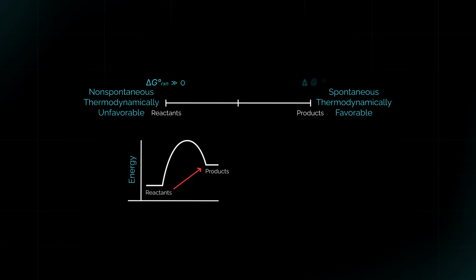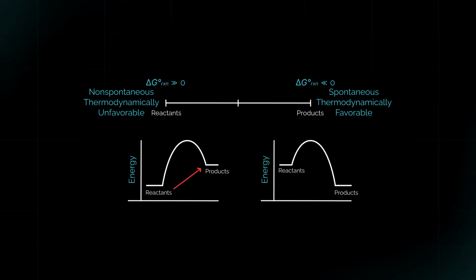On the far right, delta G is much less than 0. These reactions are strongly downhill in free energy. They go almost completely to products. In the middle, delta G is 0, meaning the reaction does not favor either reactants or products. Reactions can lie anywhere along this continuum. Some may have a small preference for reactants, and some may have a small preference for products.